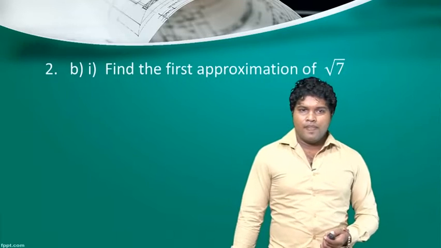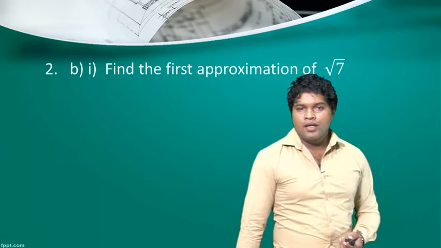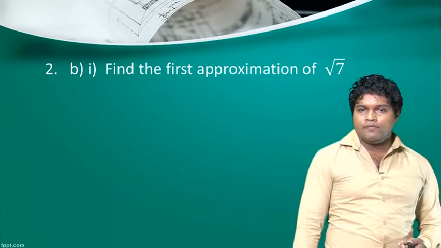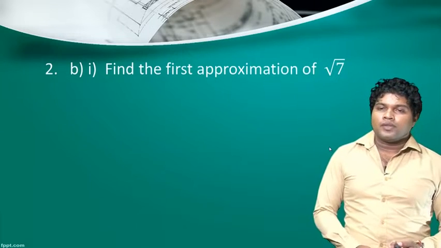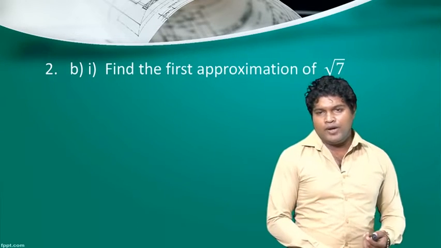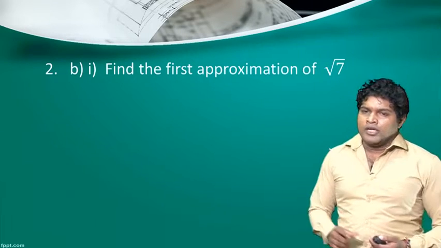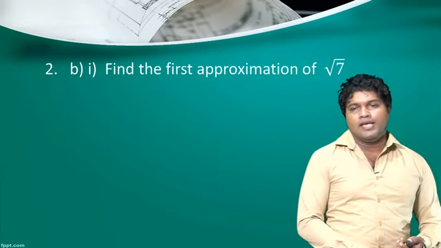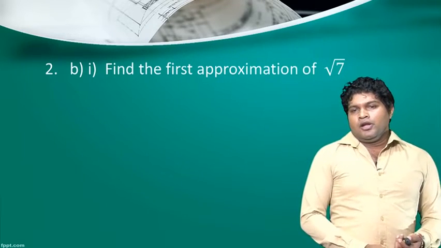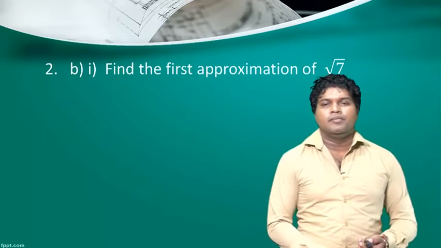Okay, next question. Question number 2, part B, first part. Find the first approximation of root 7. You know what the first approximation is? When you need to get a value to the first approximation, there must be 1 decimal place in the answer. Okay, root 7. Root 7 is a non-square number.